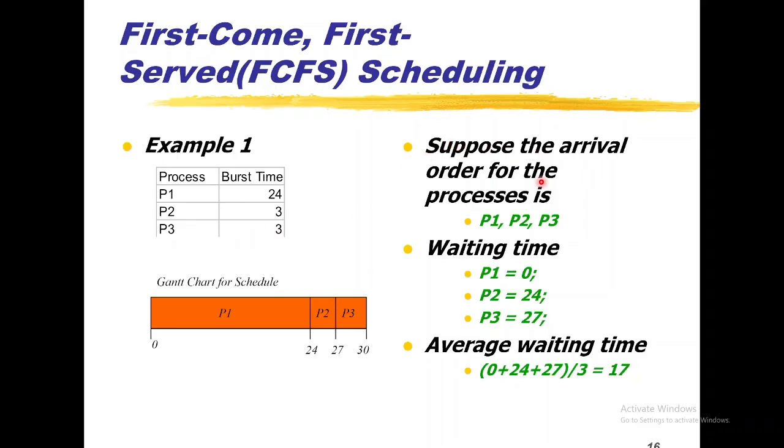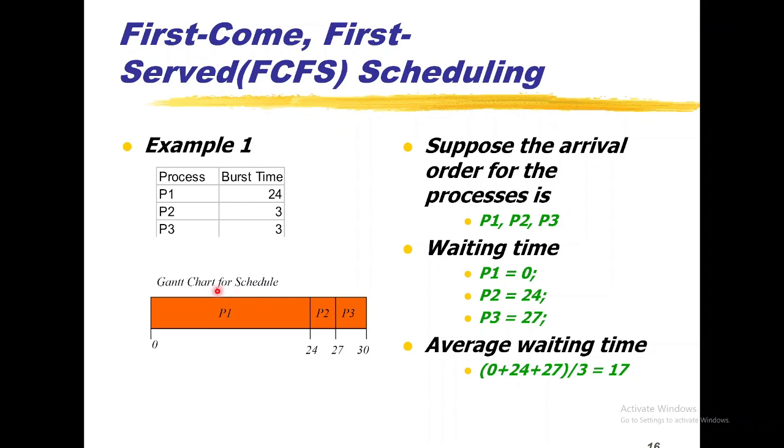Now, suppose the arrival time for the processes P1, P2, P3 is the same, and 1, 2, 3 just arrived before the CPU was free to start picking. You will see here the Gantt chart that is being used to visualize the setting. This is the Gantt chart.